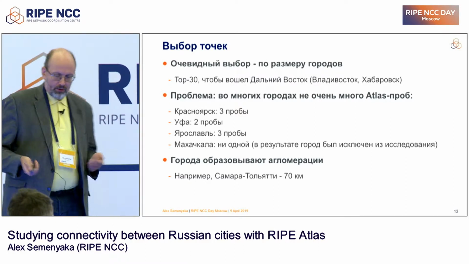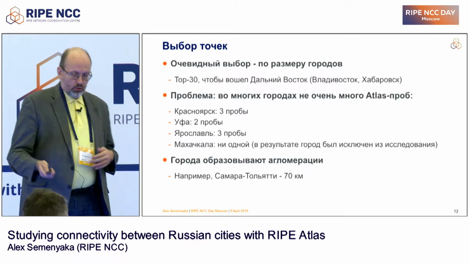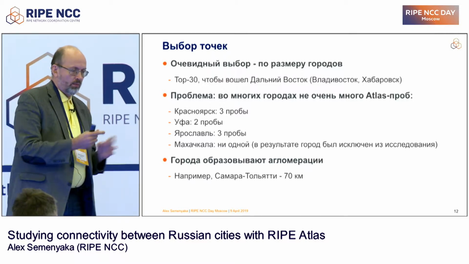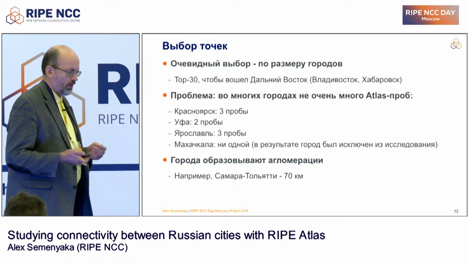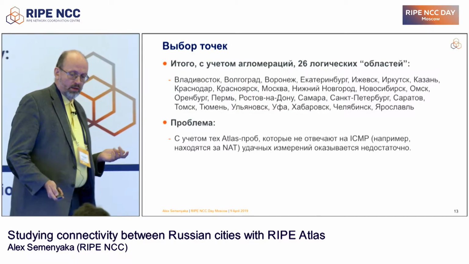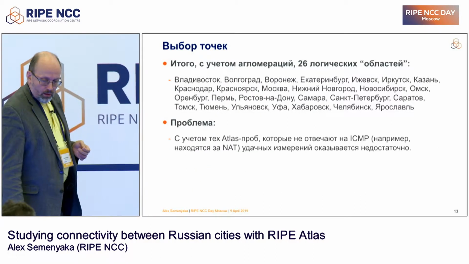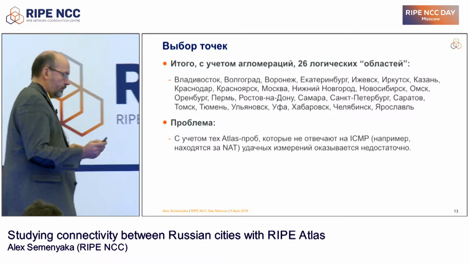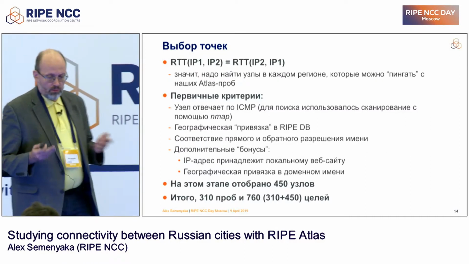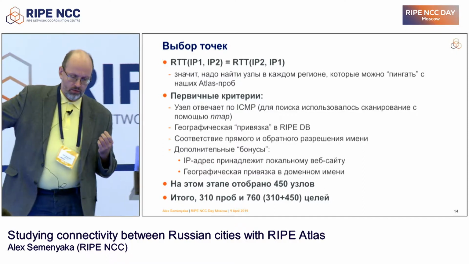Anyway, I had to do something about it. Even if there are agglomerate cities like Samara and Togliatti, which are two different cities but can be seen as one cluster, as an agglomerate, still, I didn't have enough probes.